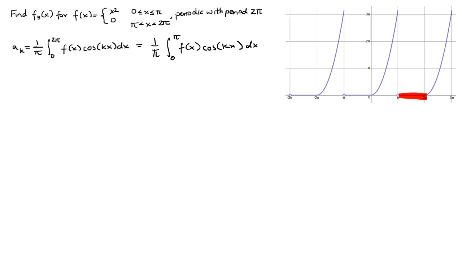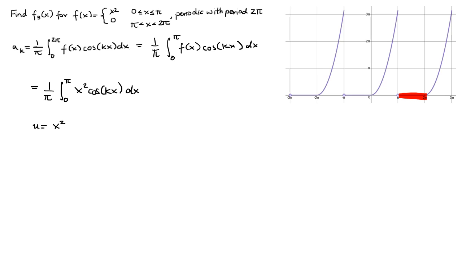Okay, so we can rewrite AK as 1 over pi times the integral from 0 to pi of x squared times cosine of kx. All right, it's been a while. To calculate this kind of integral, we're going to use integration by parts because we have a product of two kind of unrelated functions. So just to make this easier for writing out, I'm going to use tabular integration.